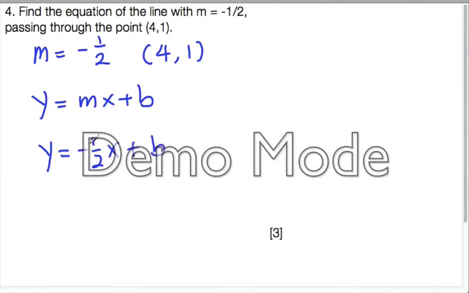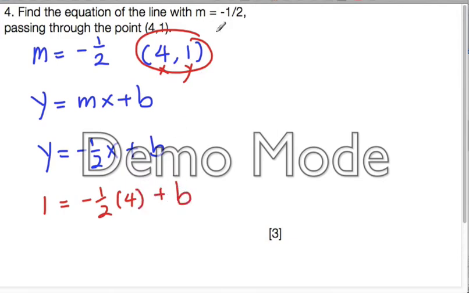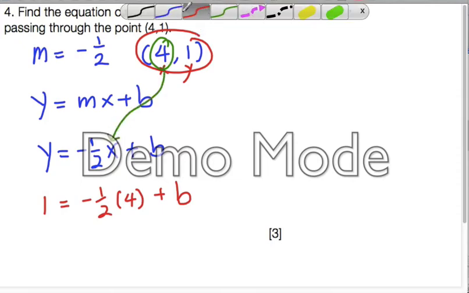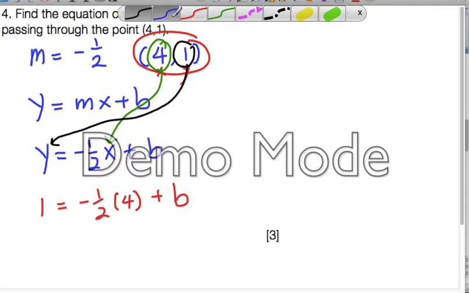So y is equal to negative 1 over 2x plus b, and this line has to go through the point 4, 1. So I'm going to plug in, this is your x value and there's your y value, so 1 is equal to negative 1/2 times 4 plus b. Now, notice the 4, the x value, went in here, and this 1 here went in for y.